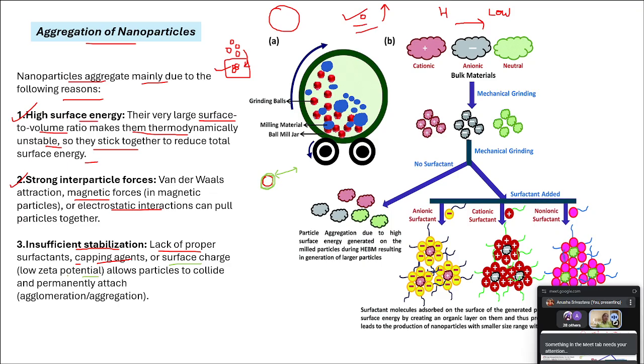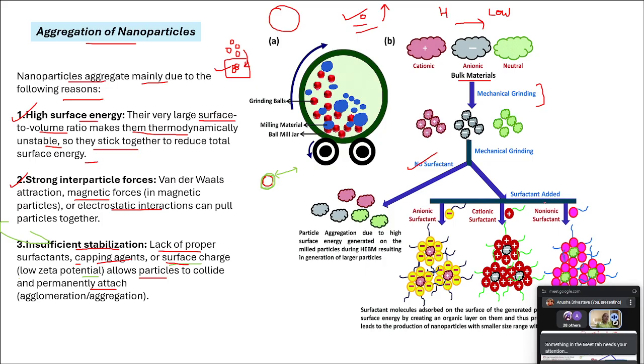We'll discuss that when we study the characterization of these nanoparticles. What are the different techniques that are used for characterizing the nanoparticles? We'll study all of it, like how do we characterize nanoparticles, zeta potential values, how do we measure that, dynamic light scattering, all those things we'll see. Or surface charge allows particles to collide and permanently attach. So in this also, as you can see, this is the bulk material. Then after mechanical grinding, if you're not adding surfactant, if there is no capping, particles aggregate due to high surface energy generated on the milled particles.